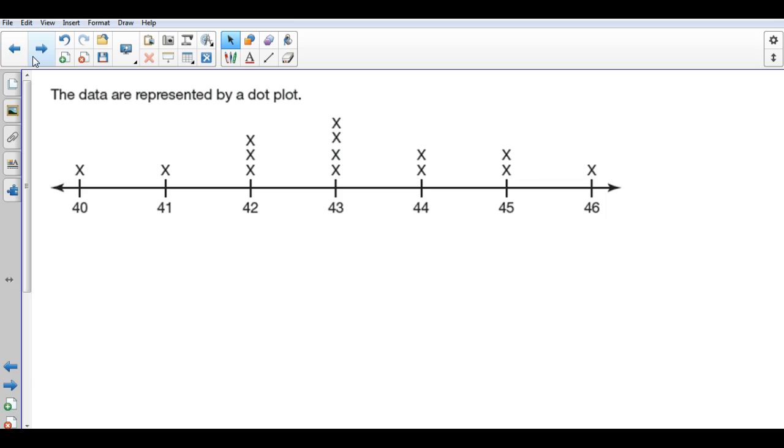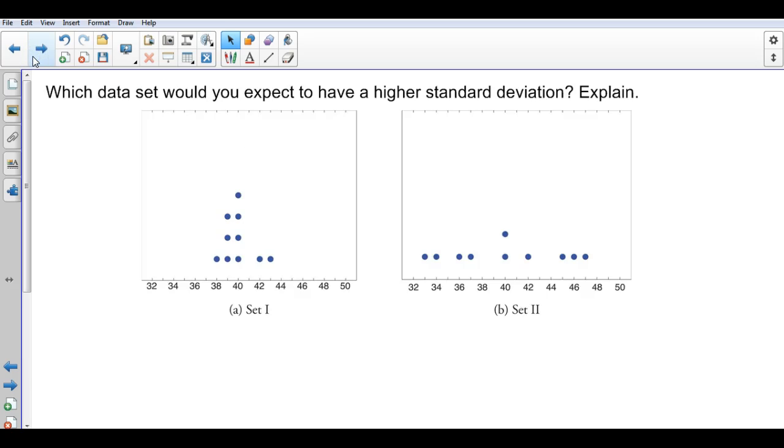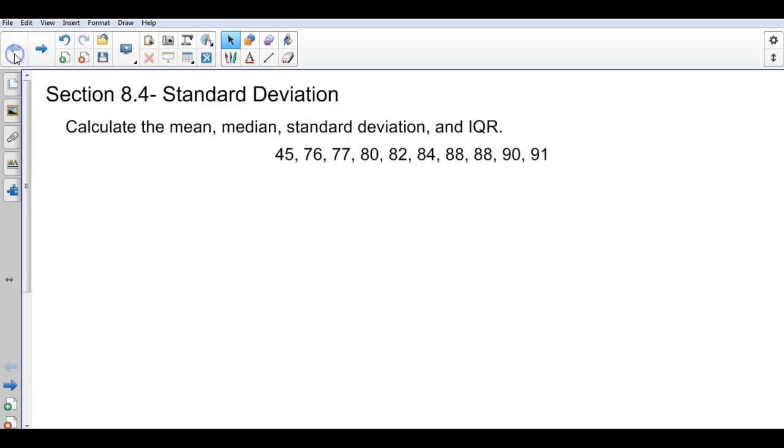We'll take a look at a dot plot, how we can use a dot plot to calculate the mean, median, standard deviation, and IQR. And then we'll just take a look at two data sets and be able to compare them without actually calculating any of those four values.